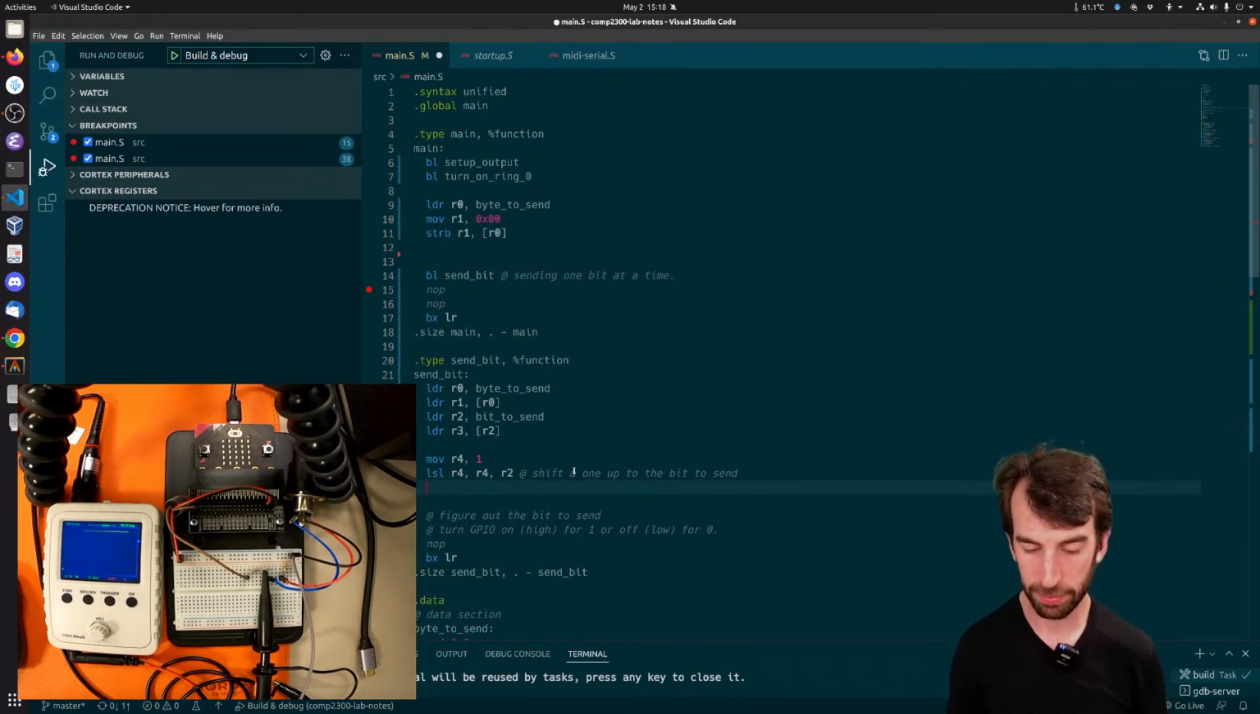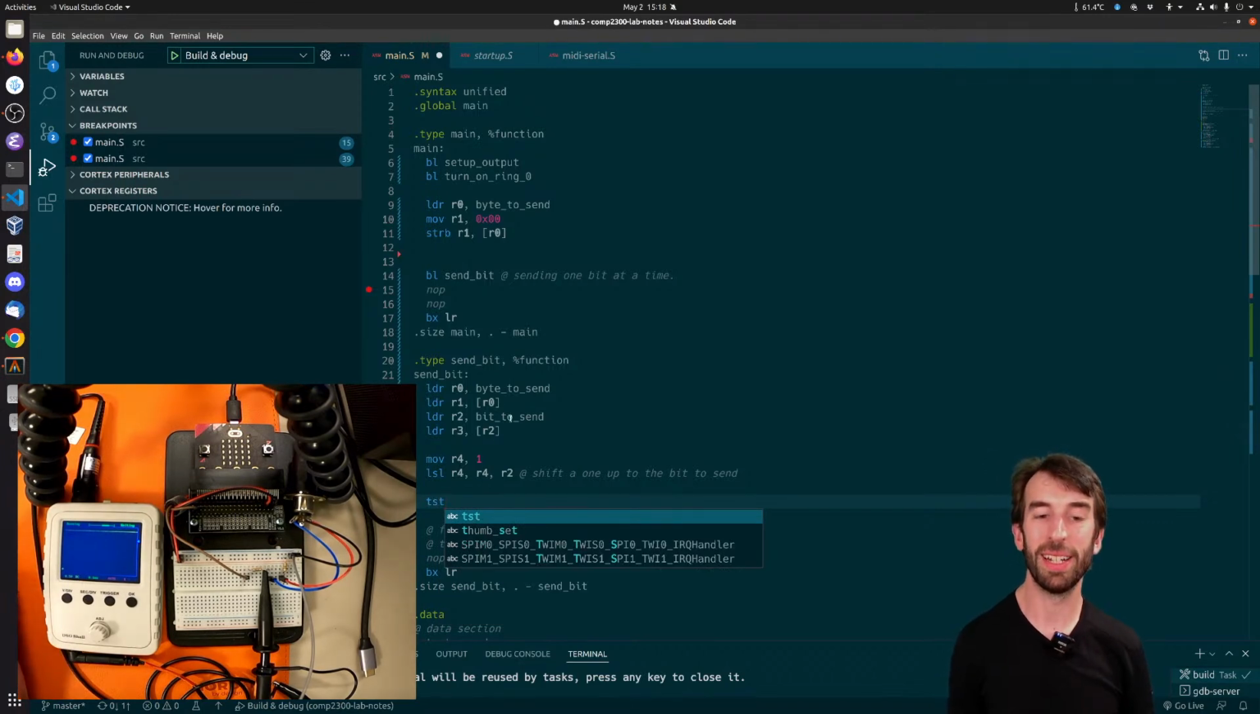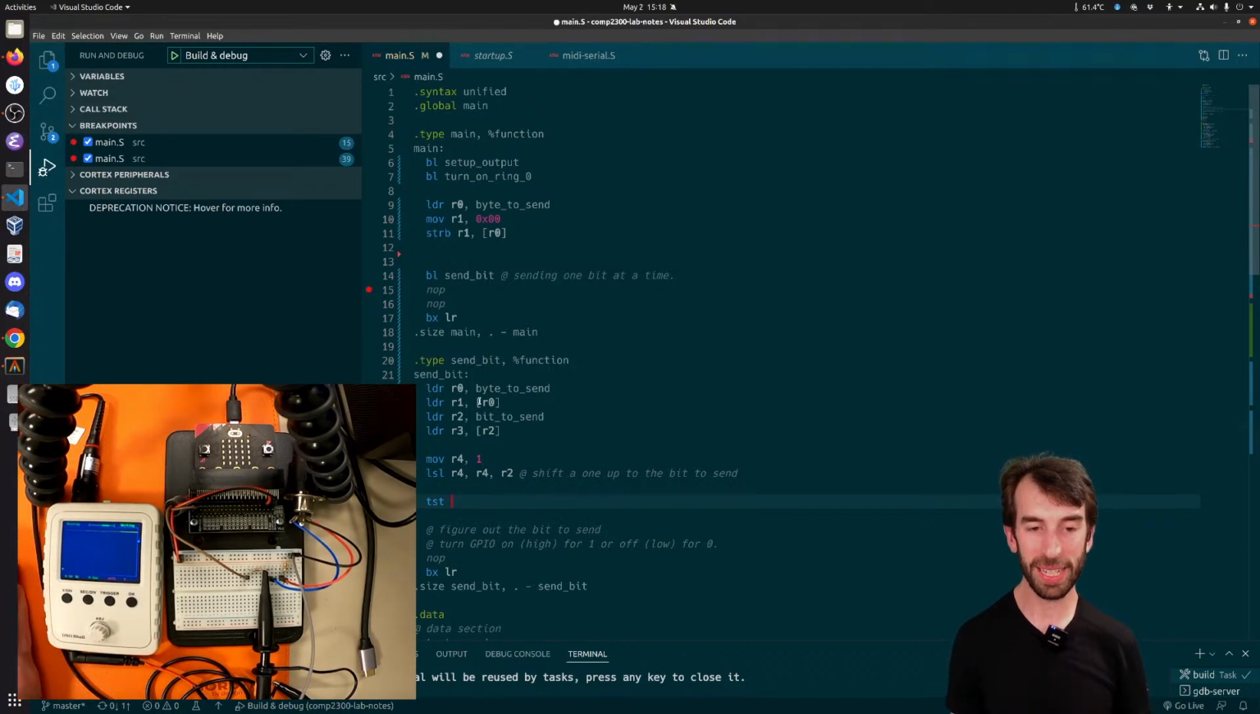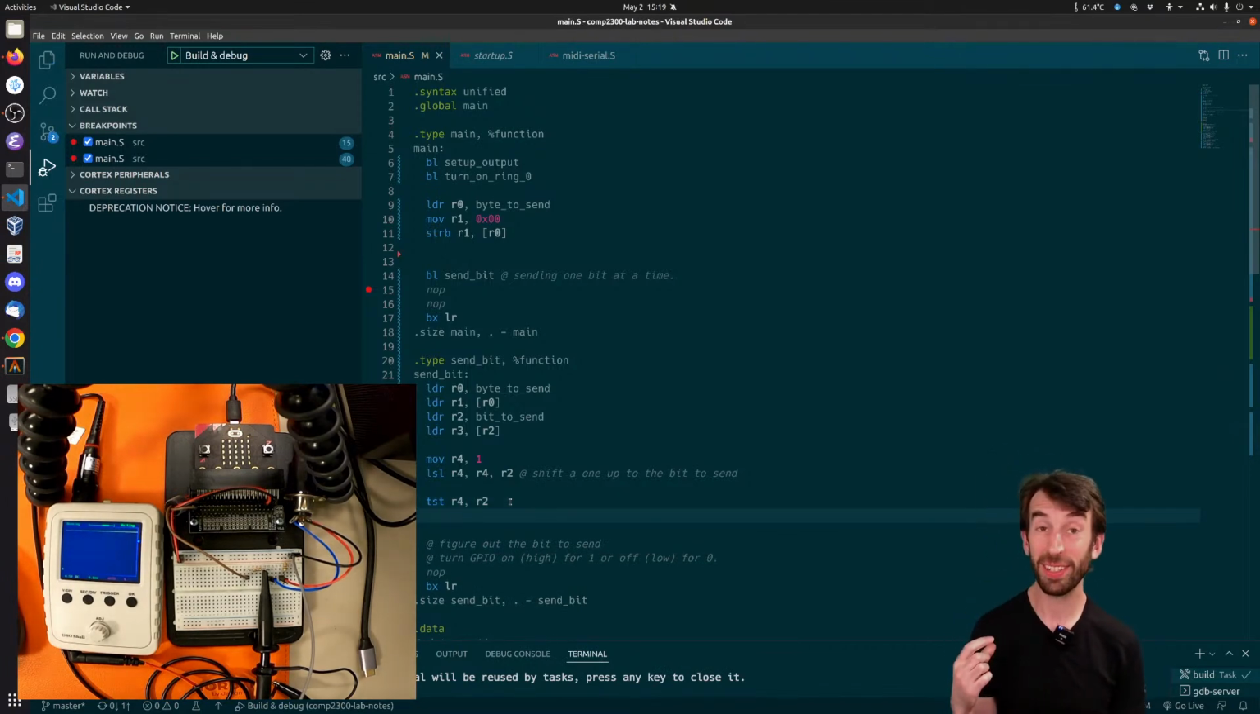Okay. Now what we're going to do is use the test instruction to see if the bit to send bit is set within our byte to send. So I'm going to set test R4 R2, and if it isn't set, the answer will be 0, and if it is set, the answer will be 1. So if it is set, we want to turn the GPIO on, and if it isn't set, we want to turn the GPIO off.